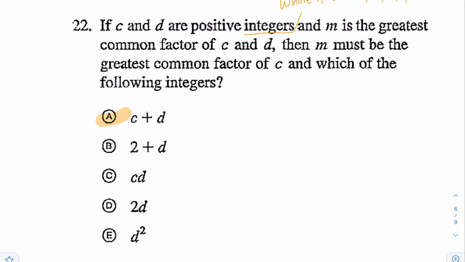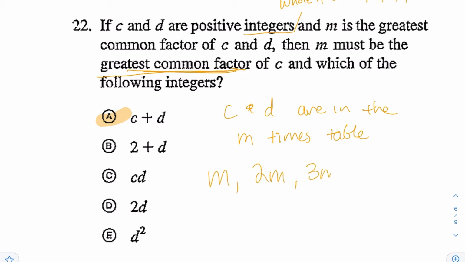Now, M is the greatest common factor of C and D. So what that means is M times something will be equal to C, and M times something will be equal to D. So M is the greatest common factor. So if that's the case, that means that both C and D are in the M times table. So if you have M, then 2M, then 3M, then 4M, etc., one of these will be C, one of them will also be D. So let's say C is 2M, D is 4M.